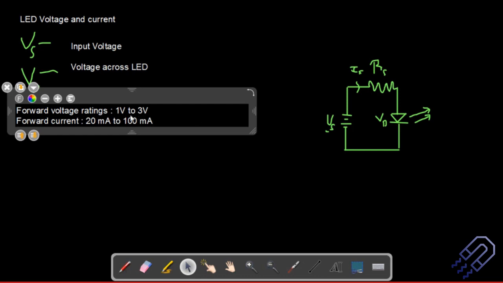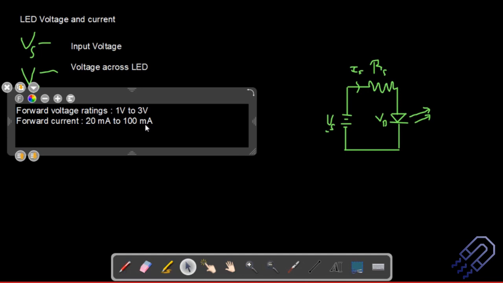So if you apply a voltage of, let's say, 3 volt, the chances are you can actually get forward current up to 100 milliamperes. If something exceeds this voltage, the chances are that the LED will basically get destroyed. So that is important.